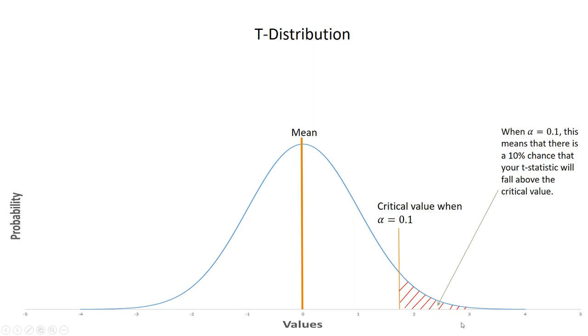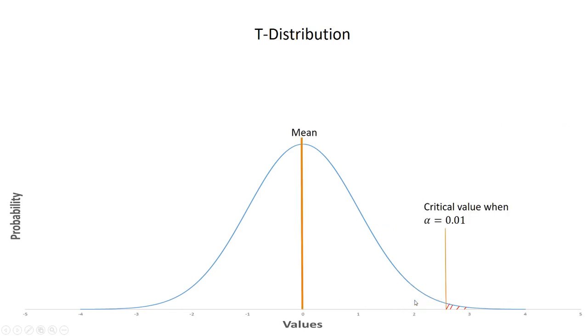There's a 10% chance that my t-statistic will fall in that region. And if it falls in that region, I will reject the null hypothesis. But if the null hypothesis is true, then I would be committing a type 1 error. Okay? We reject the null if our t-statistic falls in this region. So there's a 10% chance of type 1 error.